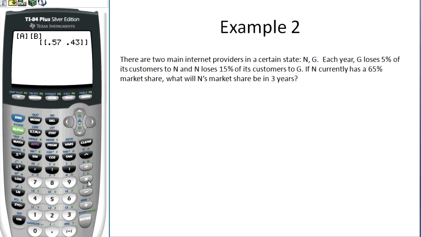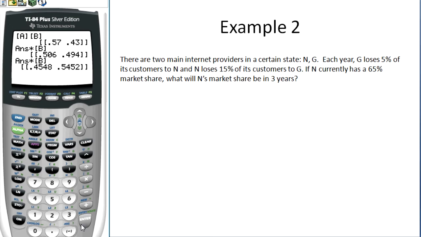If I multiply this, so times the transition matrix again, I get what happens in 2 years, right? And the question asked for 3 years, and so what I did was I multiplied, went back in here, and got matrix B again. And I see that, remember, the percentage for n is that first number. It keeps going down, right?